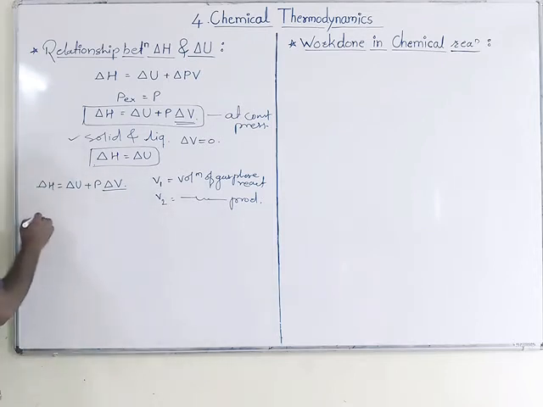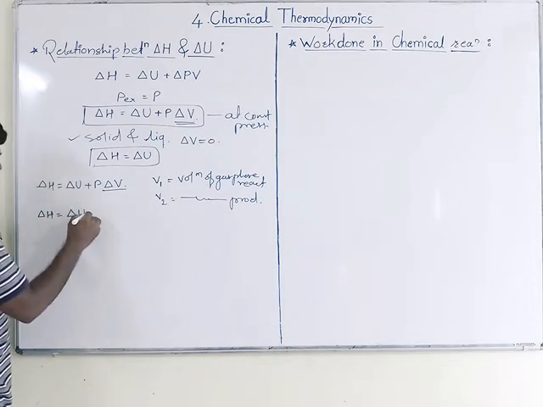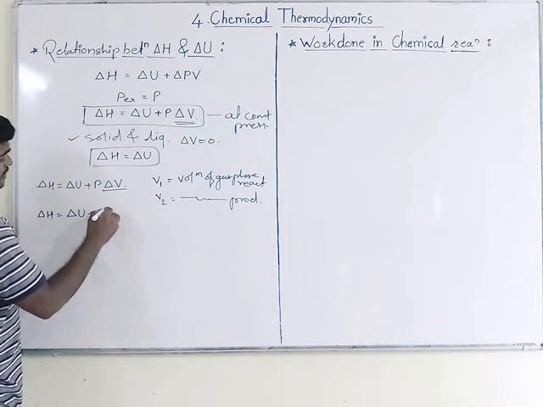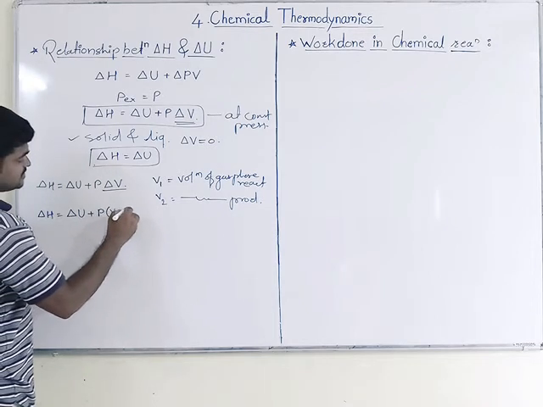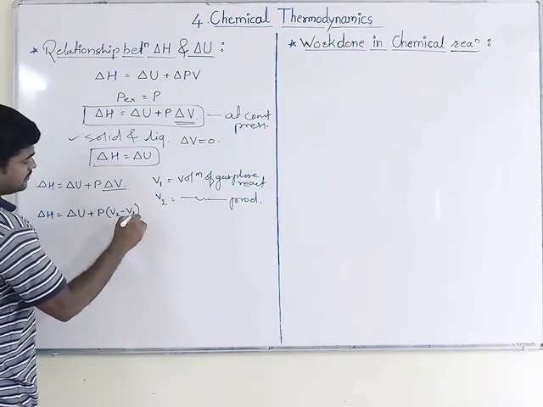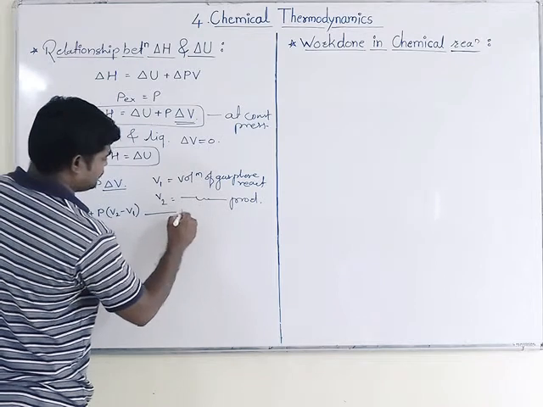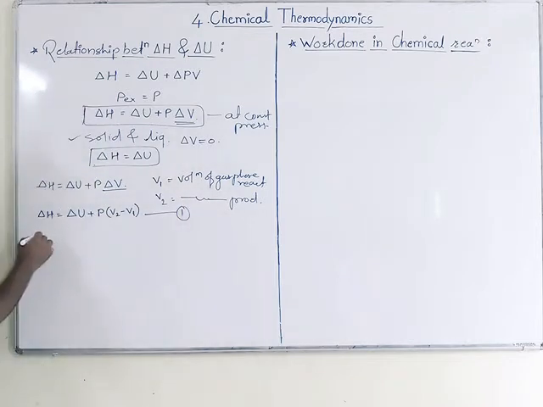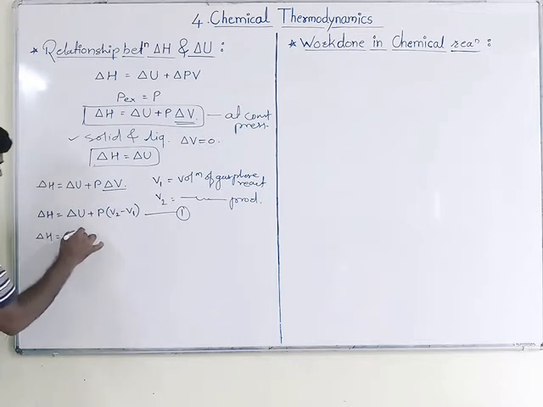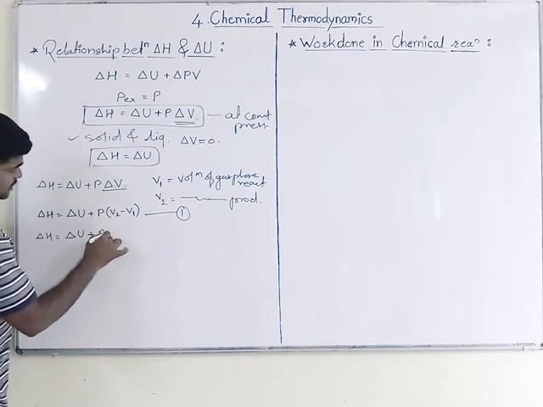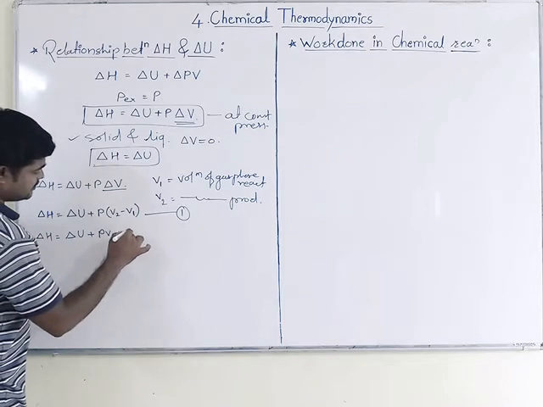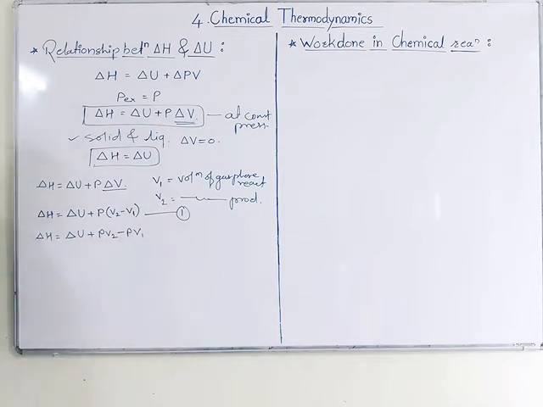You will get delta H is equal to delta U plus P, inside the bracket we write V2 minus V1. Why have I written like this? Because there is a change in volume. I will call this equation number 1. Then you have to simplify this equation: delta U plus PV2 minus PV1. You will get this equation.